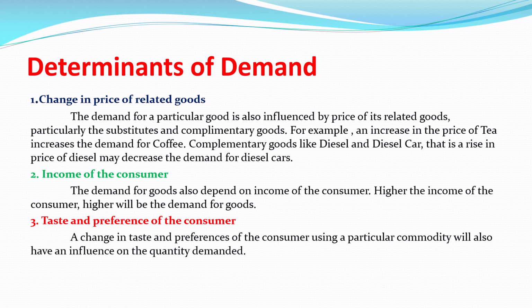Determinants of demand. First one, change in price of related goods. The demand for a particular good is also influenced by price of its related goods, particularly the substitutes and complementary goods. For example, an increase in the price of tea increases the demand for coffee. Tea and coffee are substitute goods. So, in case of substitute goods, there is a positive relation between price of tea and demand for coffee.